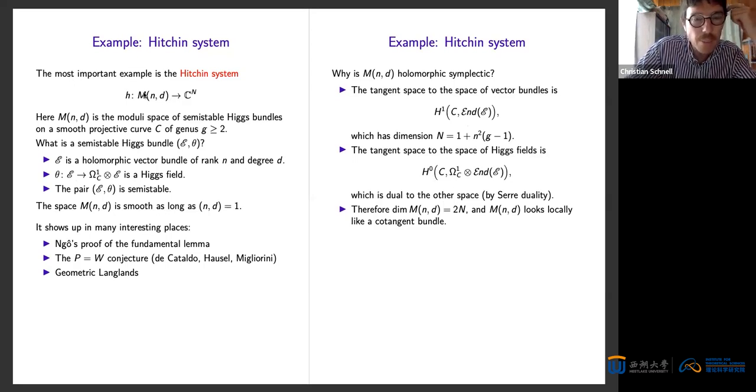Altogether, the space of Higgs bundles has a tangent space of dimension 2N, so it's a 2N-dimensional space. Also, the tangent space at each point looks like a vector space plus the dual of that vector space. So it looks locally like a cotangent bundle, and this is where the symplectic structure comes from. The symplectic form is the one where, if I have two tangent vectors, meaning two things in this H^1 and two things in this H^0, I just pair them with each other in the obvious way. Okay, so this is the holomorphic symplectic structure.